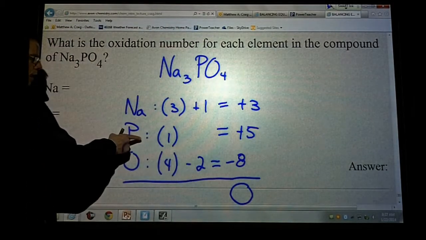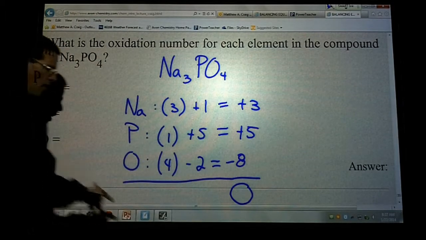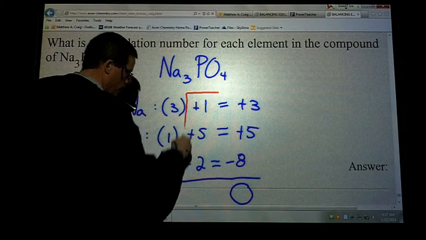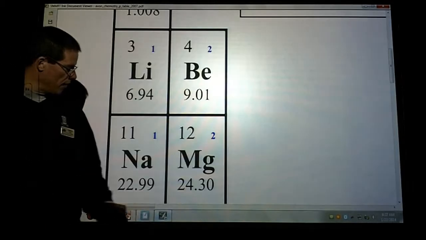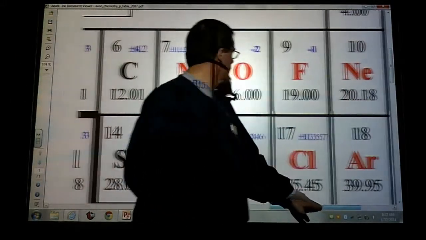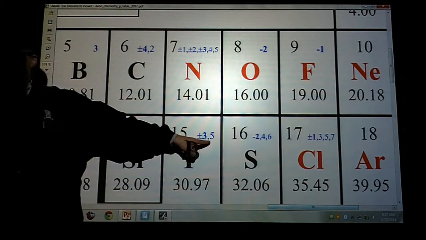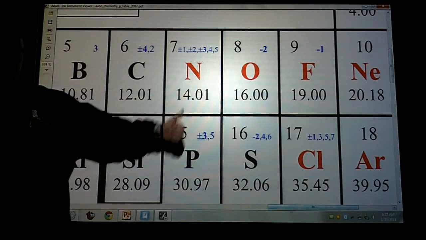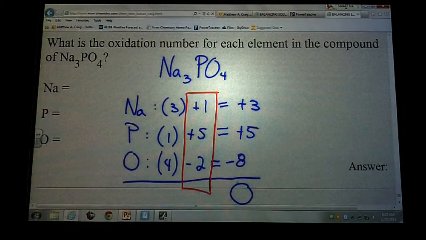And how many phosphorus do we have? 1. So that means all these phosphorus exhibit a +5 charge. Here are your oxidation numbers. Now let's check. We know that sodium has a +1, oxygen has a -2. Does phosphorus have a +5? Phosphorus, there you are. -3 and a +5. It's good. Okay. Let's do one more.